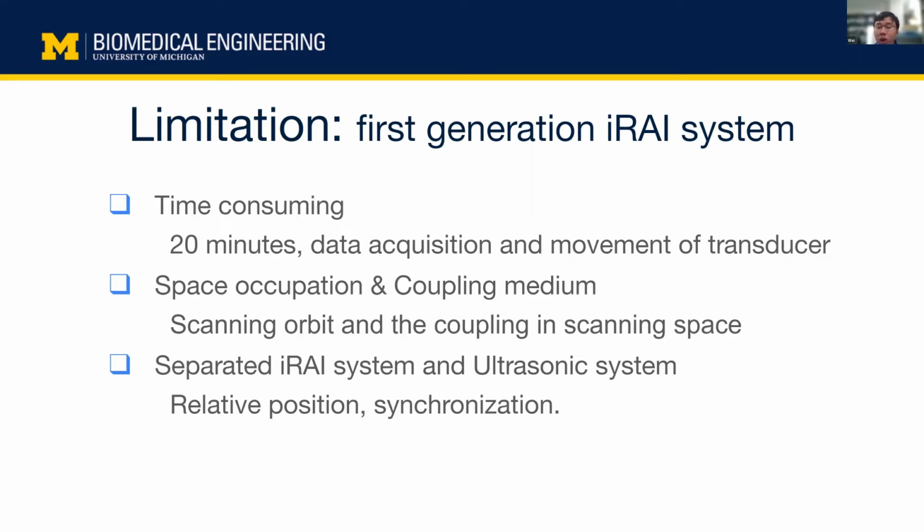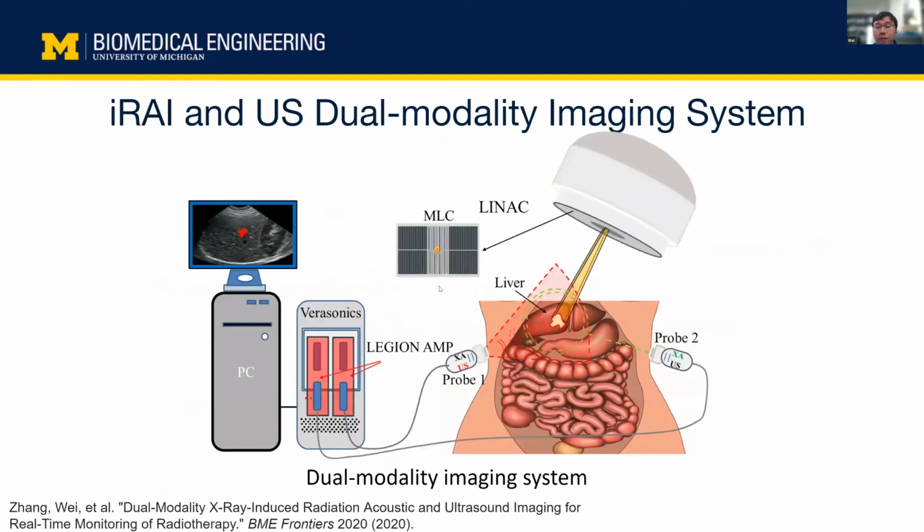Another thing is that when we try to detect the misalignment, the separate iRAI system and ultrasound system can only provide relatively low precision. The image co-registration is relatively difficult. Sometimes you have to do it by hand, as there's no automatic registration. Also, it's hard to perform synchronization, because most commercial ultrasound systems are unable to synchronize.